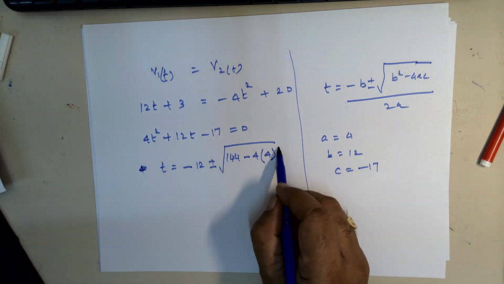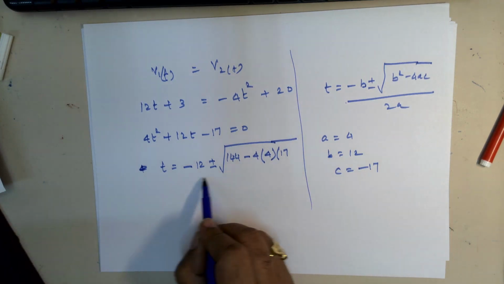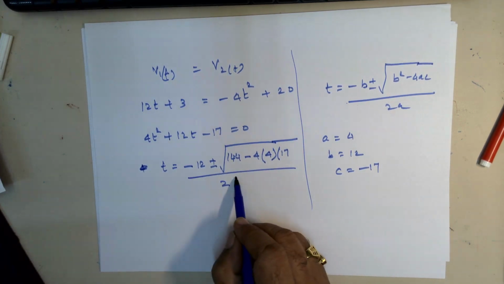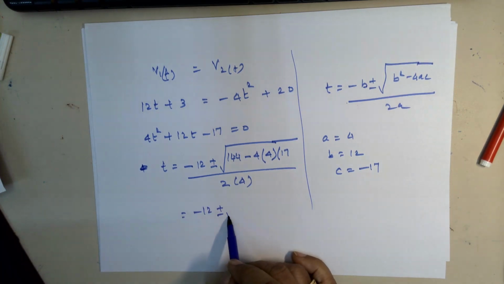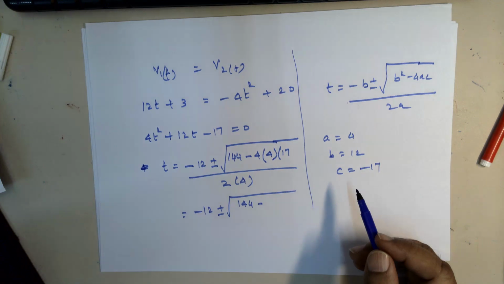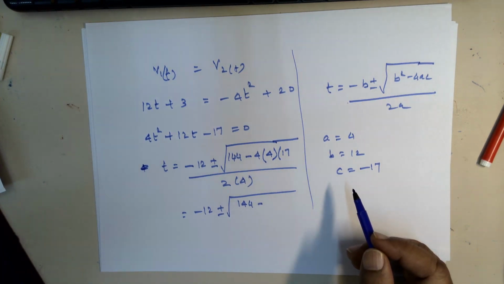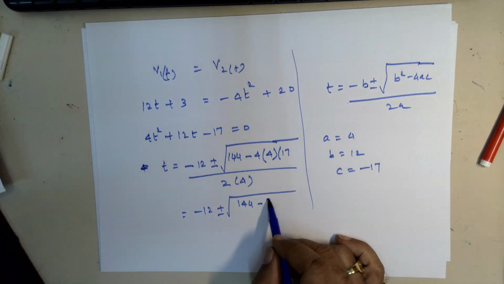What is c? 17 whole divided by 2 into a, that is 4. Now tell me, minus 12 plus or minus the whole square root of 144 minus how much? Yes, 16 into 17. It will be plus, plus 272, right?